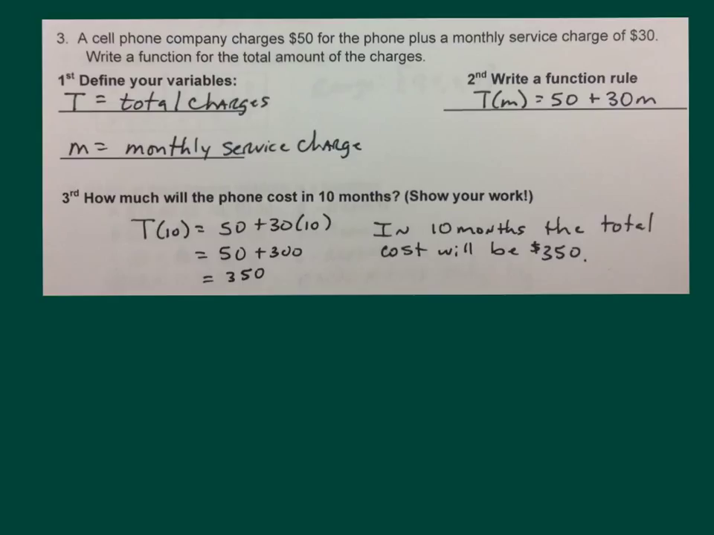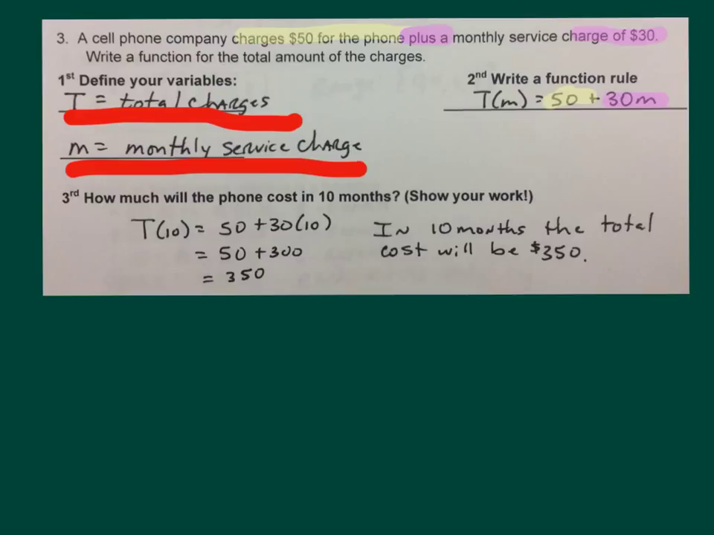On number 3, a cell phone company charges $50 for the phone, all right, so that's a flat rate of 50, and then it says plus a monthly service charge of $30 per month. So that's their $30 per month. The $50 is the service charge, so that's up front. So there's your function rule. All right, so now I wrote T is for total charges, and M is for monthly charges. You could have also written C for charges or F, and you could have done F of X, C of M. You decide, make sure it's one that is appropriate for what we're doing.